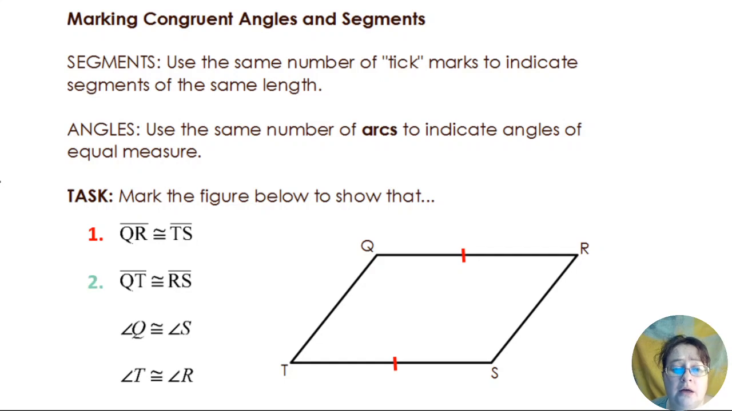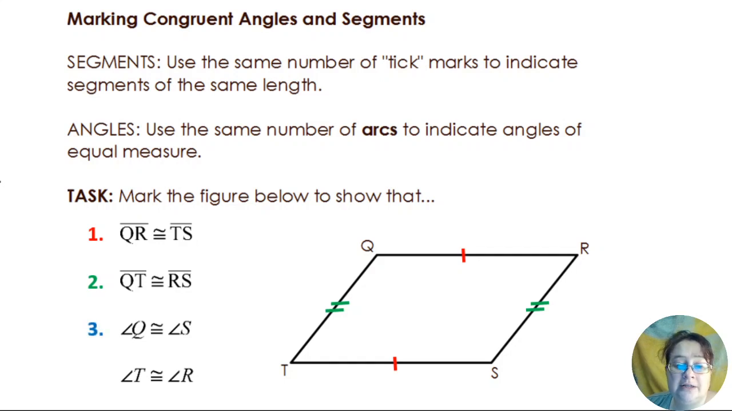Then I also want to mark QT. Segment QT is congruent to segment RS. I've already used one tick mark. If I do one tick mark again, that's going to say that QT and QR are the same, but it's not. We don't know that. So we have to use two tick marks. And I do the same thing on RS. So two tick marks on QT, two tick marks on RS, and that says that QT and RS are the same length.